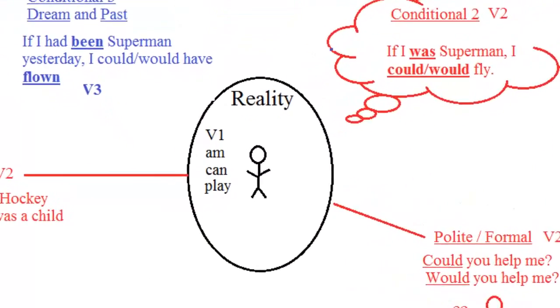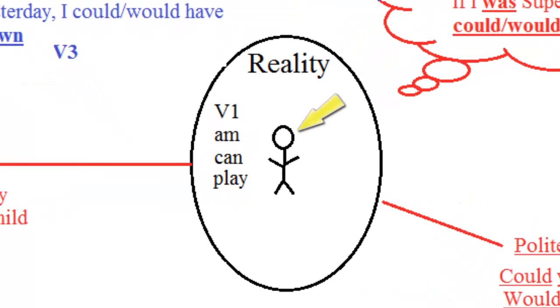Here we have a reality bubble, and the person here inside this reality bubble is me. And everything inside this reality bubble is, of course, real. For everything I talk about inside my reality bubble, we use verb 1. And here you can see some example words. For example, am. I am a teacher. Yes, this is true in my reality now.